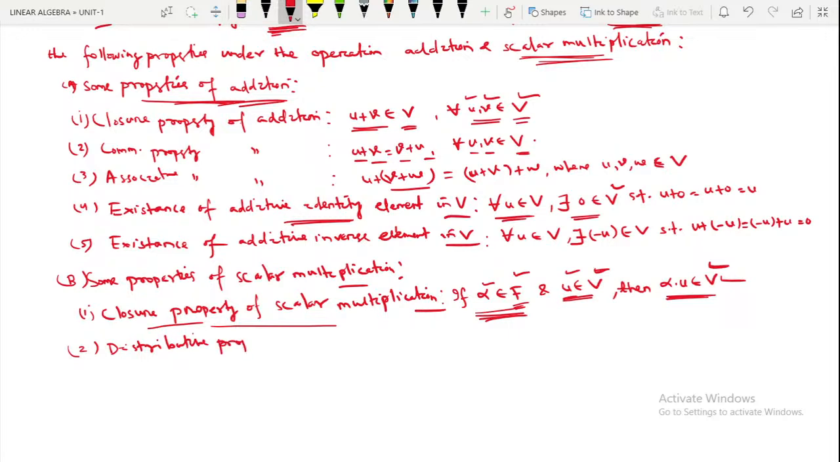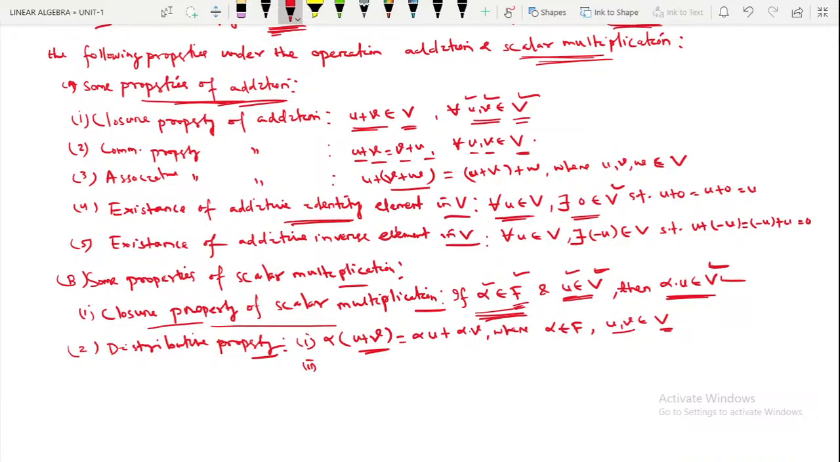So what is distributive property? There are two types. Suppose alpha times (u plus v) in brackets can be written as alpha into u plus alpha into v, where alpha is a scalar, that means alpha belongs to F, and small u, small v belong to that non-empty set V.